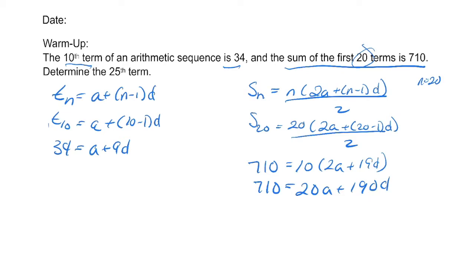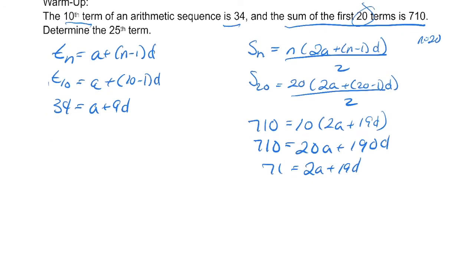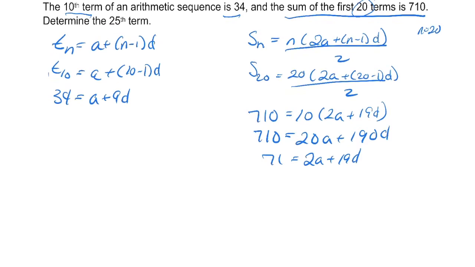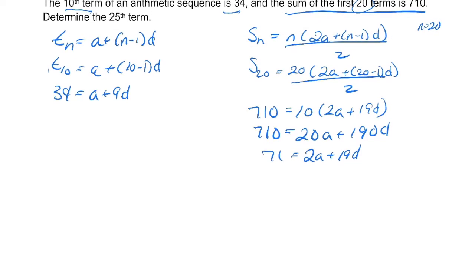It looks like I could divide everything by 10, so I get 71 equals 2a plus 19d. Now I have two equations that I can solve. Let's call this equation 1 and this equation 2, and I'm going to solve by elimination. I need 2 of the first equation, which gives me 68 equals 2a plus 18d. And I only need 1 of the second equation, so that's 71 equals 2a plus 19d.